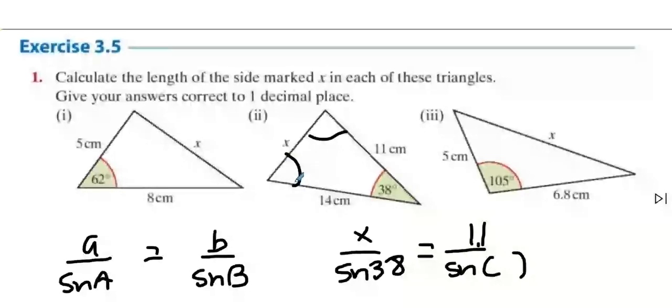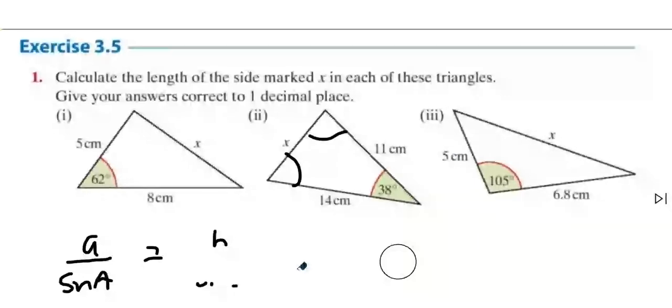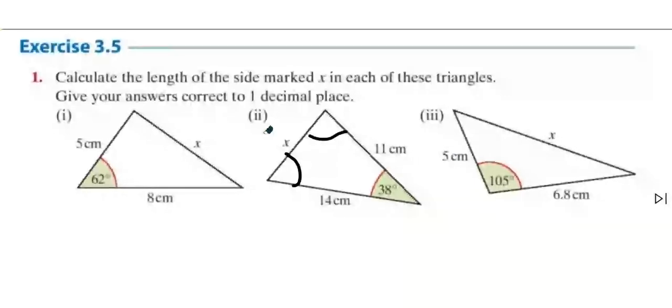I don't know what's opposite the 11, and I don't know what's opposite the 14. This means, unfortunately for us, the sine rule is not applicable. Okay? When you're missing two items instead of one, it means that you can't do it using the sine rule. Now, lucky for us, there's a new rule, and the new rule is called the cosine rule.